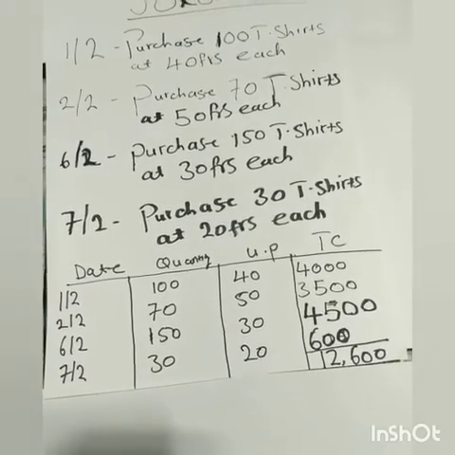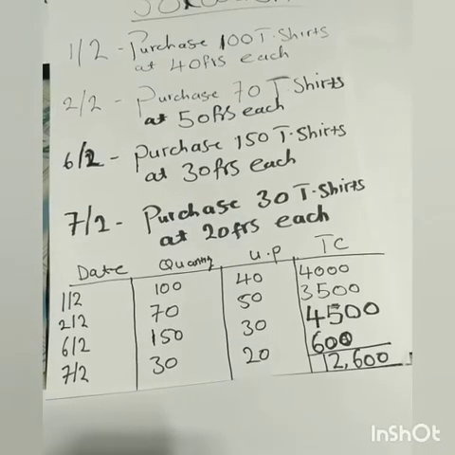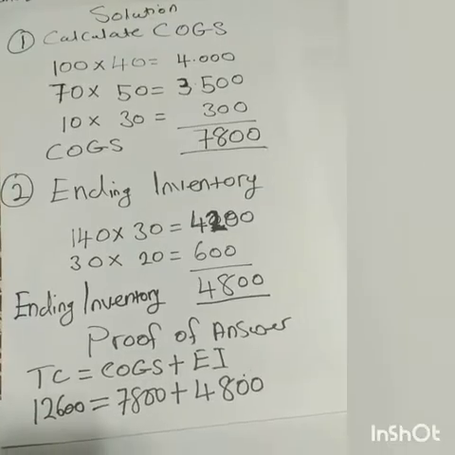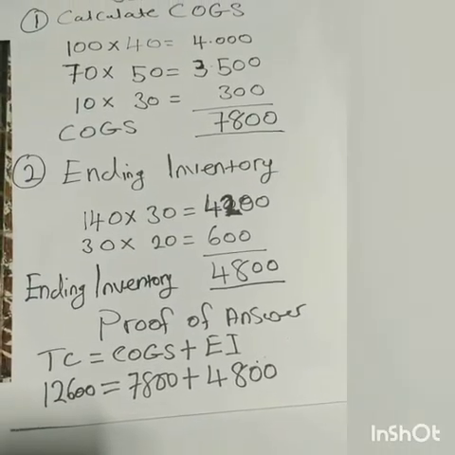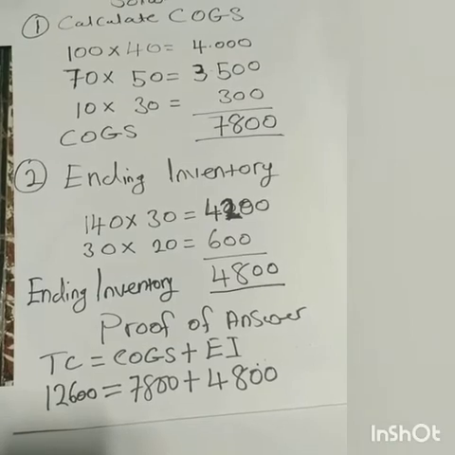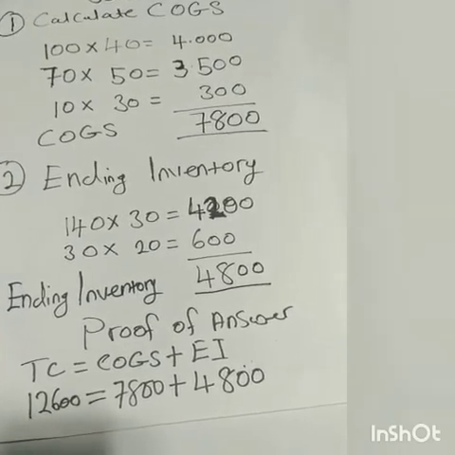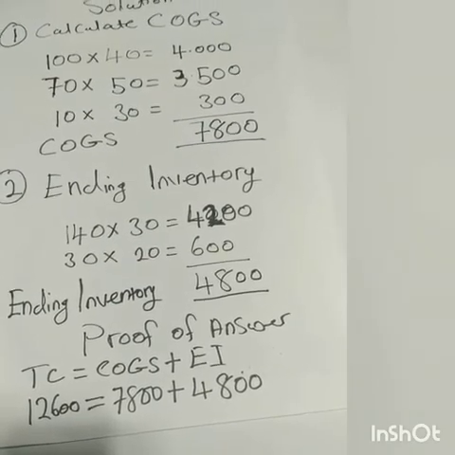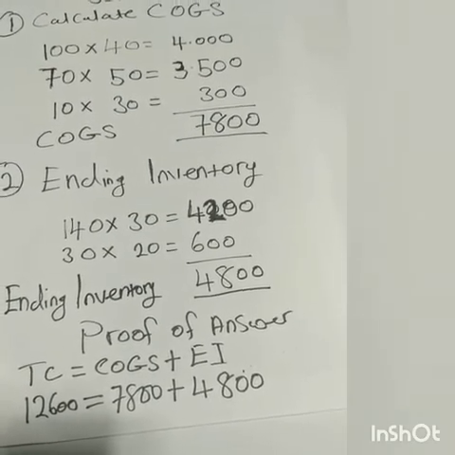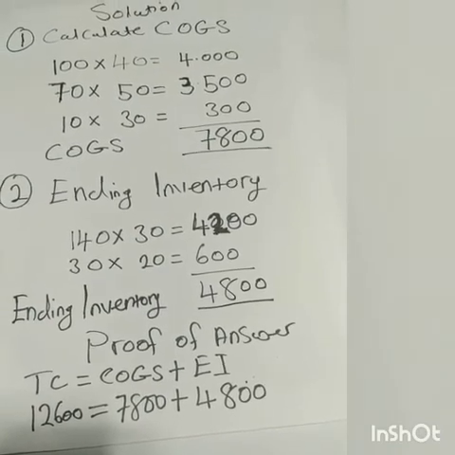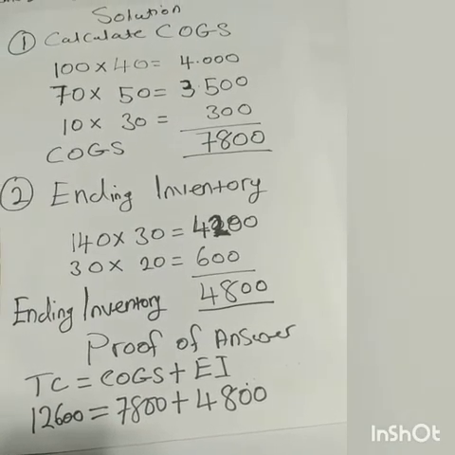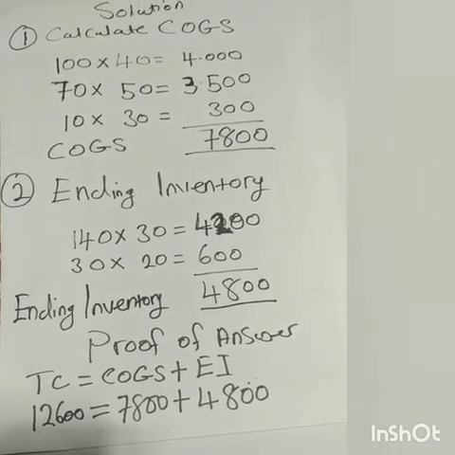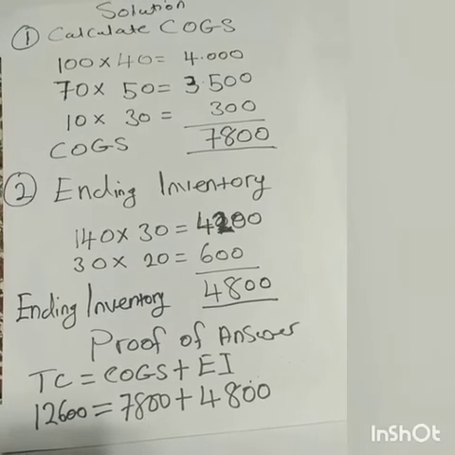So we take 140 times the unit price. Okay, so now you can see here how I've calculated, and then we get now to the last transaction, which happened on the 7th that we didn't touch at all. They purchased 30 t-shirts at 20 francs each. So 30 t-shirts times 20, we have 600 francs. So when you sum it all, you will have 4,800, and that would be your ending inventory.